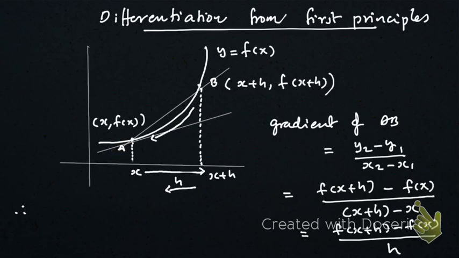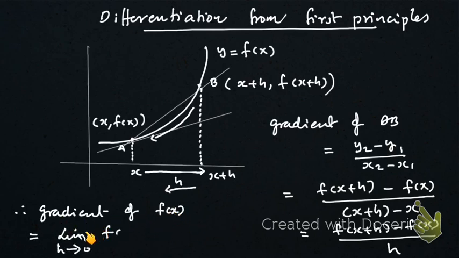So the gradient of that tangent will be the same as the gradient of AB, provided h is very, very small. So I'm going to talk about the gradient of the curve, which is actually the gradient of the tangent. So the gradient of f of x, which is actually the gradient of the tangent, is exactly the same as the gradient of AB, the chord, provided h is very, very small.